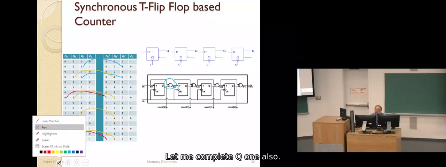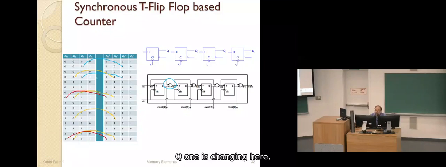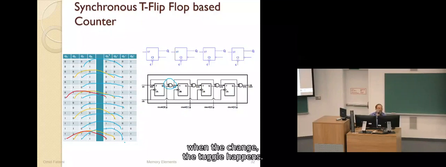Let me complete Q1 also. Q1 is changing here. Here. This one. So if you look at the changes, when the toggle happens, Q1 changes when Q0 is 1. Look at here, Q0 is 1 at that time, Q0 is 1, Q0 is 1, and so on.